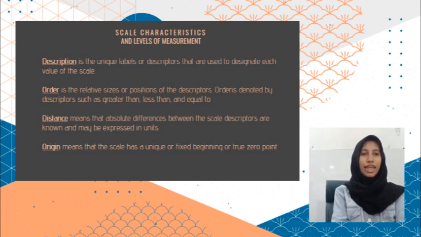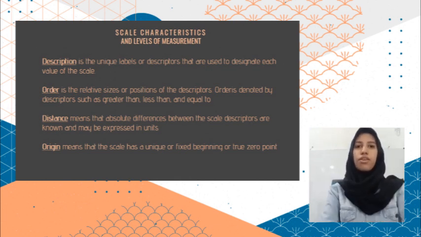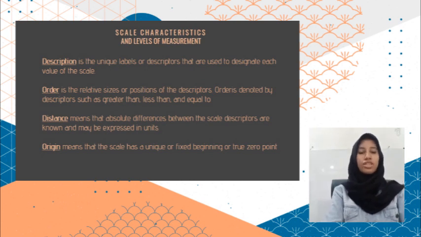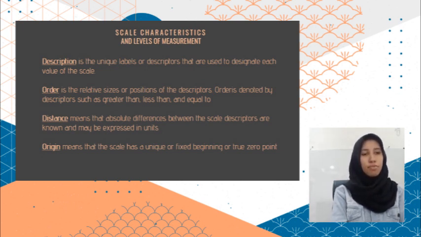Scale characteristics and levels of measurement. Firstly, description is the unique labels or descriptors that are used to designate each value of the scale. Secondly, order is the relative size or position of the descriptors. Order is denoted by descriptors such as greater than, less than, and equal to.